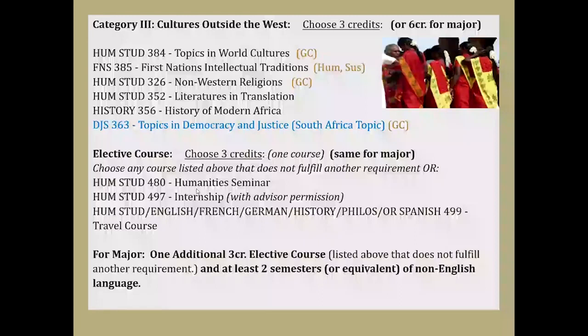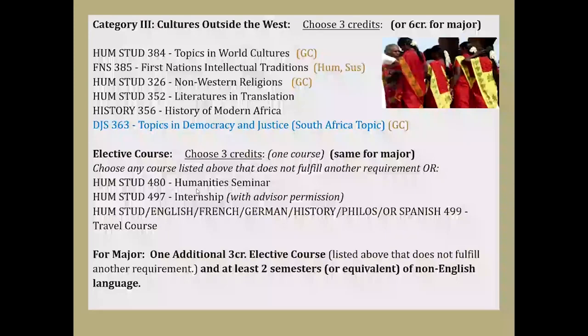And then as category 3, we're again looking beyond the West, and there's a shorter list here, but you would be, again, one course for a minor, two courses for a major. Topics and world cultures, that's a changing course. The topic changes again from one semester to the next. We do have a DJS course that works in here, and that is topics in democracy and justice, dealing with South Africa specifically.